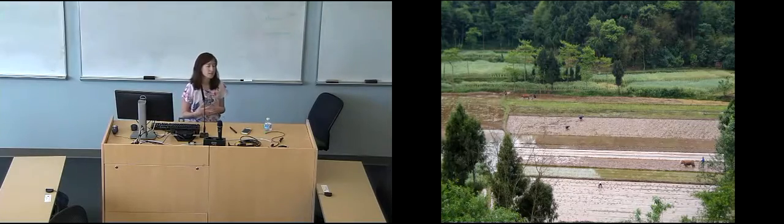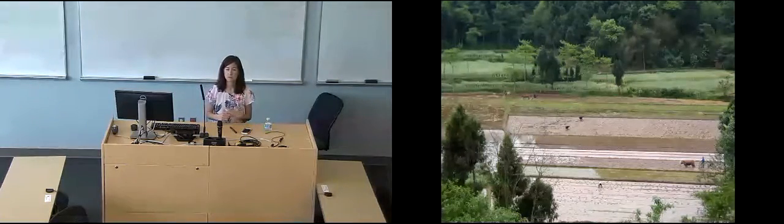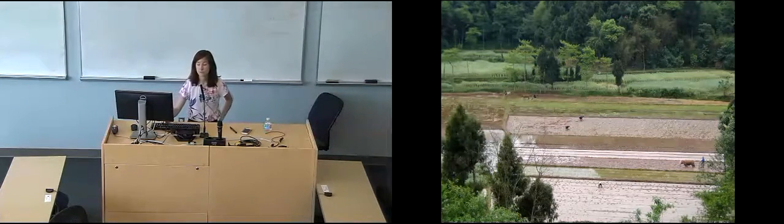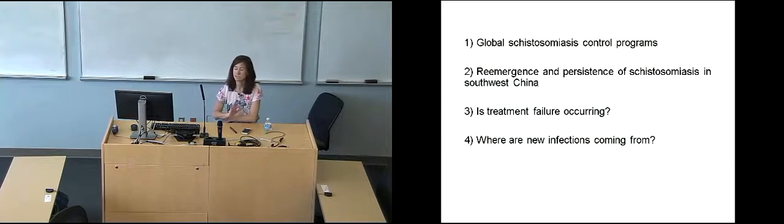I'm going to talk mostly today about some methods we've been using more recently, merging field-based epidemiology and next-generation or high-resolution genomics to try to understand the reemergence in transmission hotspots. So I'll talk a little bit just generally about global schistosomiasis control programs to give you the big picture. I'll talk about the reemergence and persistence of schistosomiasis in southwest China, the areas where I've been working. And then I'll talk to you about two questions we're trying to answer right now. One, is treatment failure occurring in these regions? And two, where are new infections coming from?